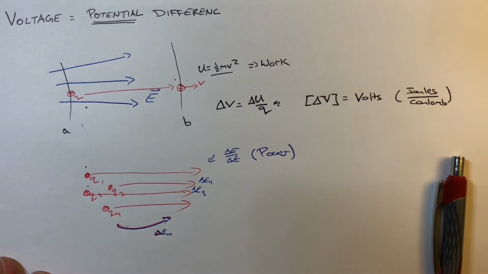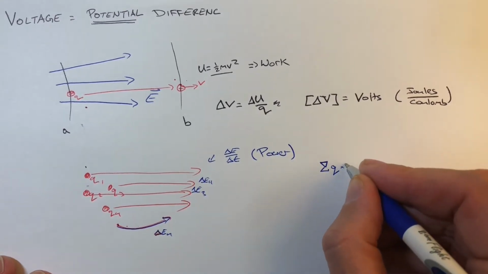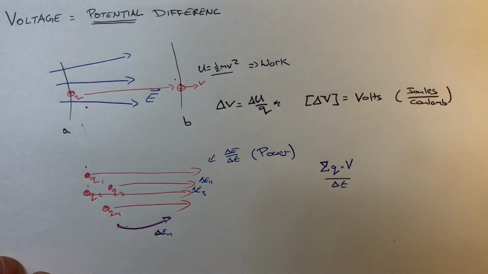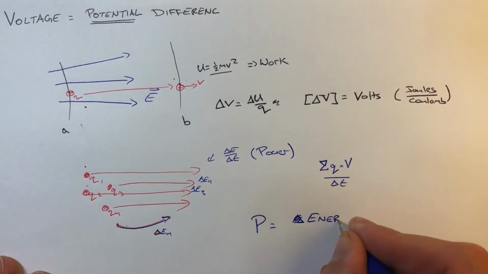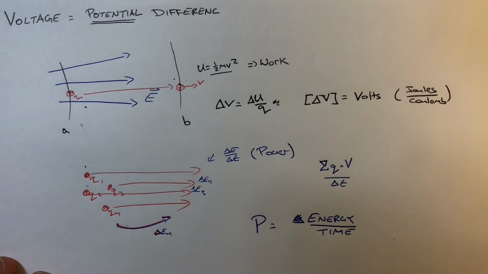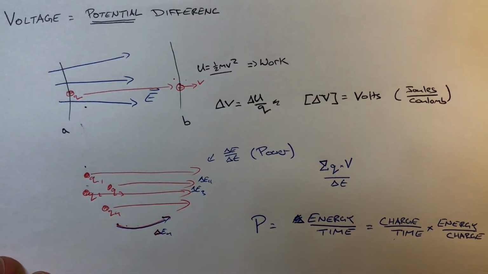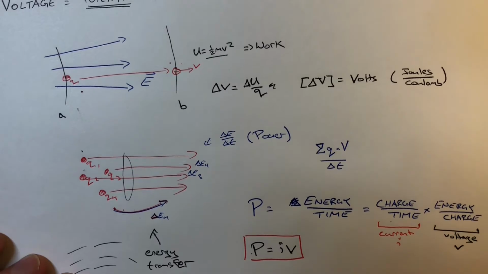So let's look at the power, the energy per time. Well, it's the number of charges we have times that voltage that it goes across. That's QV for all of the charges divided by T. Now let's rewrite this in terms of known quantities of electronics. We have power is equal to energy divided by time, and that's the same as charge per time times energy per charge. Now charge per time, we know what that is, that's current. Energy per charge, that's voltage.